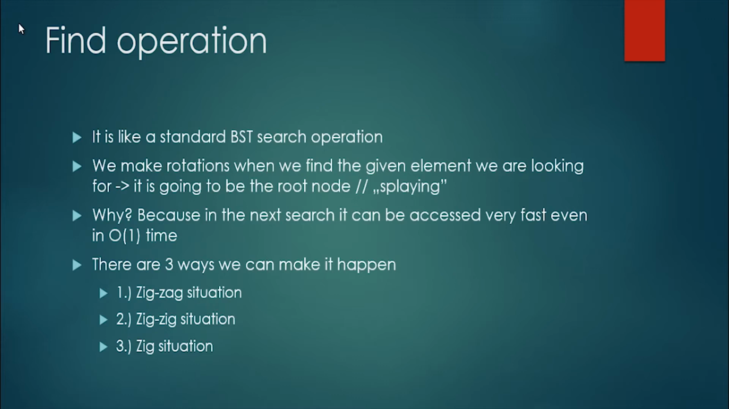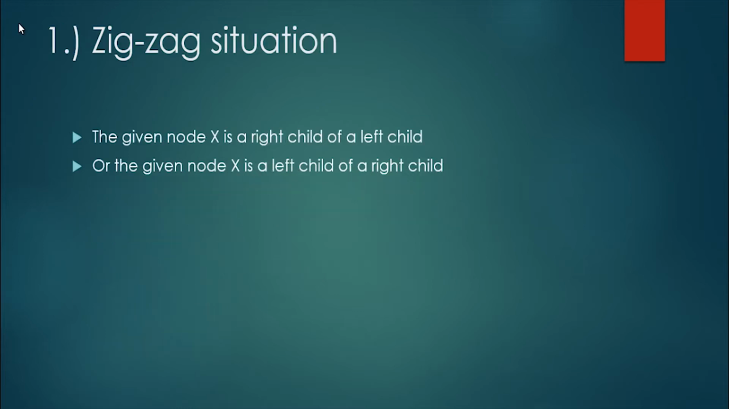So there are 3 ways we can make sure that the node is going to be the root: the zig-zig situation, the zig-zag situation, and the zig situation. So what about the zig-zag situation? In this situation, the given node X, for example, is a right child of a left child, or the given node X is a left child of a right child.